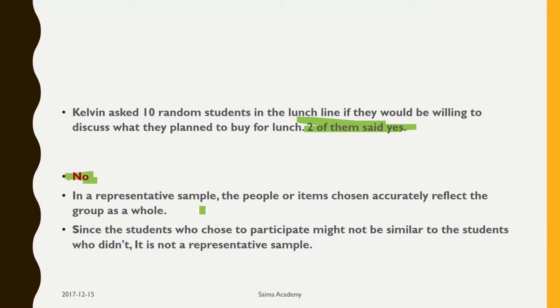Because in a representative sample, the people or items chosen accurately reflect the group as a whole. Since the students who chose to participate might not be similar to the students who didn't, because out of 10 only 2 students say yes, so it is not a representative sample.